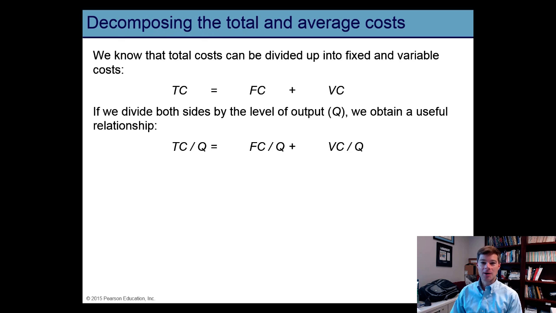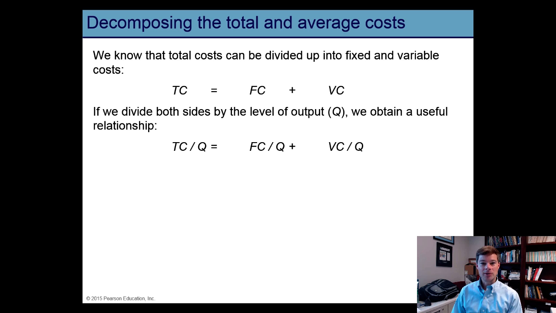Let me begin this topic with a couple of definitions. First of all, we're going to have two kinds of inputs that are used to make output. Output is going to be what's sold to consumers in the marketplace, and inputs are going to be those resources that are used to make the output. Some of our inputs will be fixed, and some of our inputs will be variable.